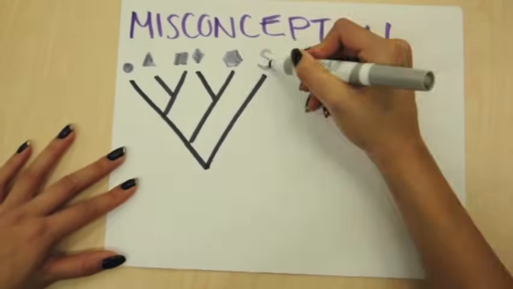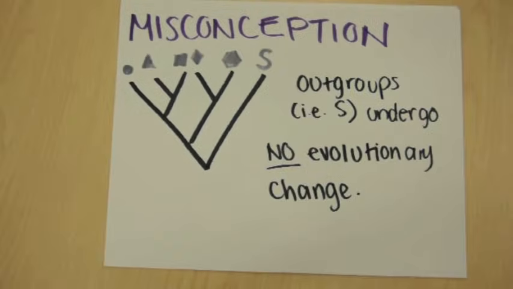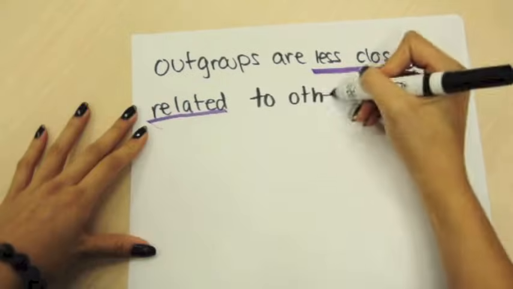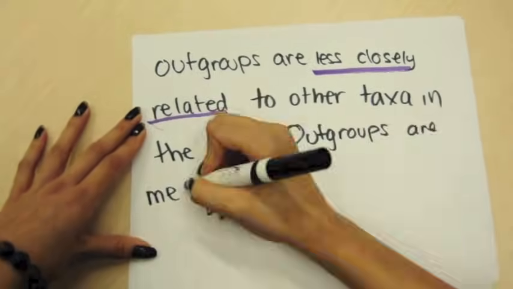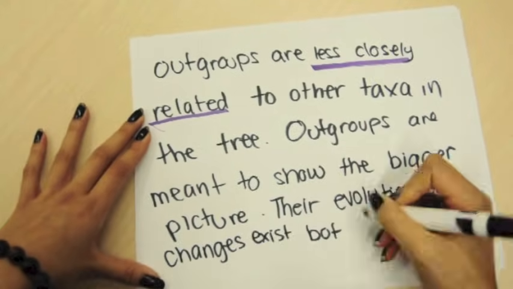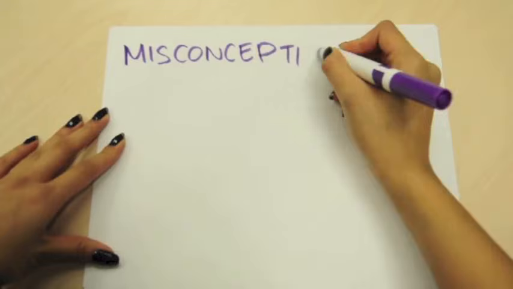Misconception number 3. Looking at this tree, the outgroup, in this case S, undergoes no evolutionary change. Wrong! Outgroups are less closely related to other taxa in the tree. Outgroups are meant to show the bigger picture of evolution. Their evolutionary changes exist, but aren't shown in the specific tree because they do not fit in with the characteristics of that tree. One more to go.